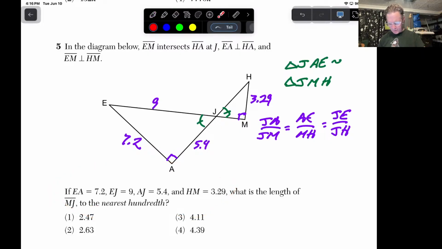And what am I looking for? I'm looking for the length of MJ. So this is the length I'm looking for. We'll call that x. So let's just plug in what we know. We know AJ is 5.4. And we know JM or MJ is x, because that's what I'm looking for. Right? So I'm just plugging in those numbers. And then let's see, I know what AE or EA is, 7.2. And I know MH, or HM, is 3.29.